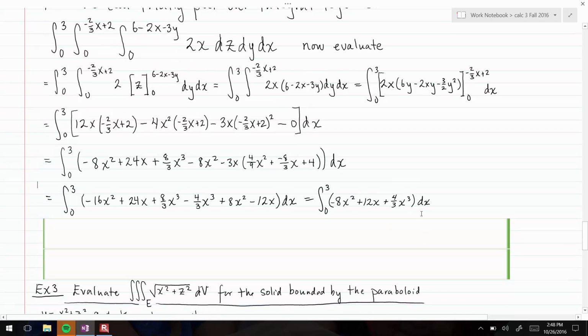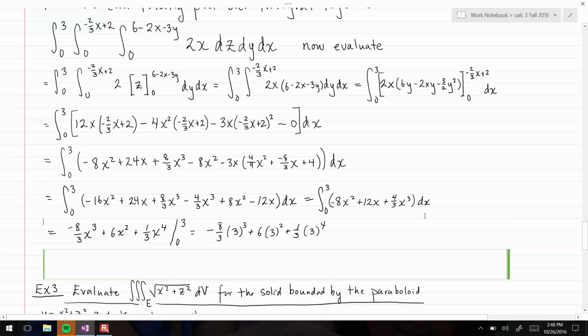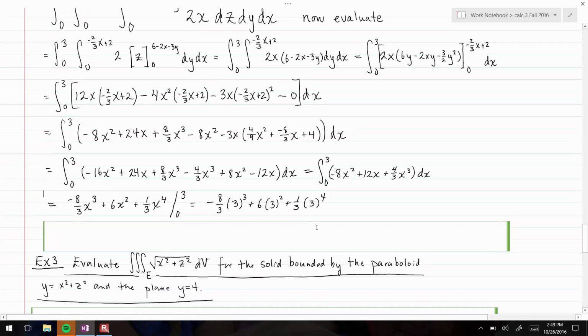And now this integral with respect to x is easy. And so we do that integral, plug in our numeric bounds, do our Calc 1 integral there, and then we're finally done. And we just got little old 9.